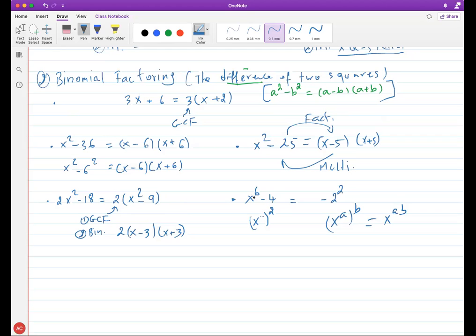So here we have 6. 3. We have 6 and we want 2 outside, okay? Because we want the difference of 2 squares for the formula. So in order to get 6 here, we have 2 here, so this must be 3. 3 times 2, you get 6.